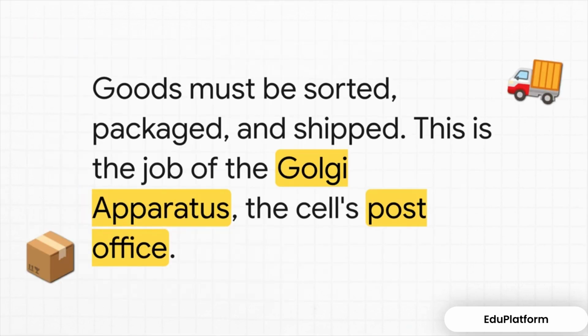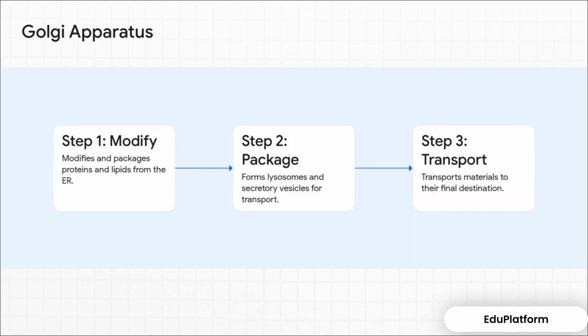Okay, so the factories in the ER are making all these proteins and lipids, but they can't just sit there on a factory floor, right? Nope, they need to be sorted, packaged up, and shipped out to the right address. And for that, our cell city has an incredibly efficient postal service. And that postal service is called the Golgi apparatus. It is a total marvel of logistics.